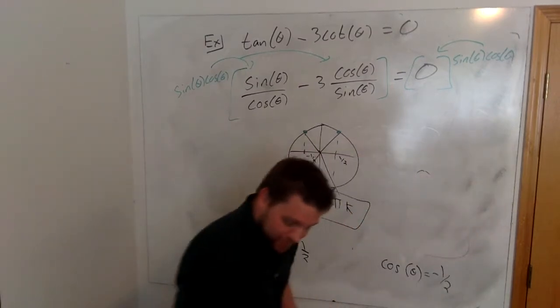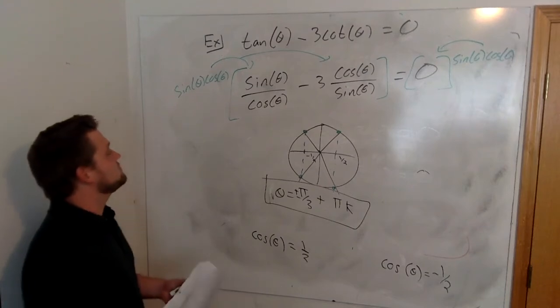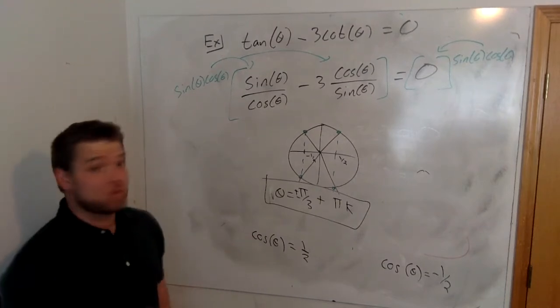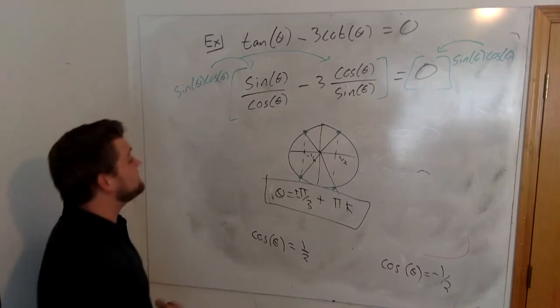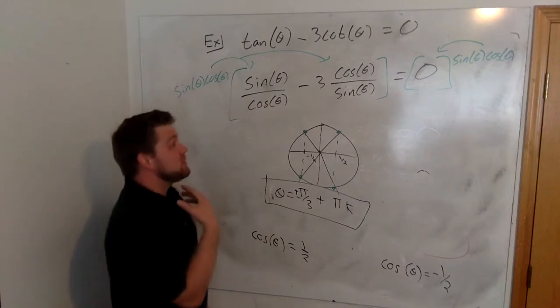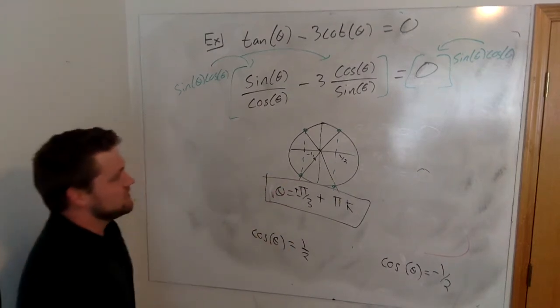So a good thing to note for this problem specifically is what might be useful sometimes is to write things in terms of sines and cosines. And if you see that we have now an equation with fractions, you may want to try to clear the fractions to solve the equation.